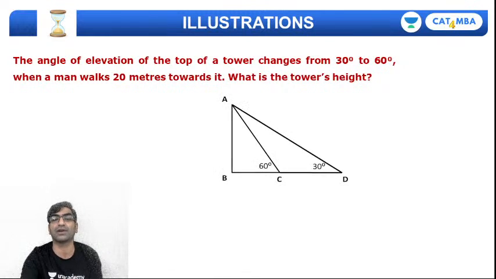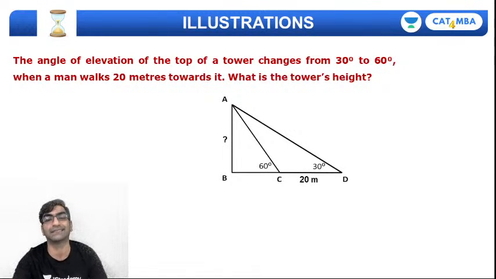Okay, what's the figure going to look like? This is what the triangle is going to look like. The man starts from the point D, observes the top of the tower at 30 degrees, moves 20 meters closer to it, and then again observes the top of the tower. The angle of elevation is 60 degrees, right?